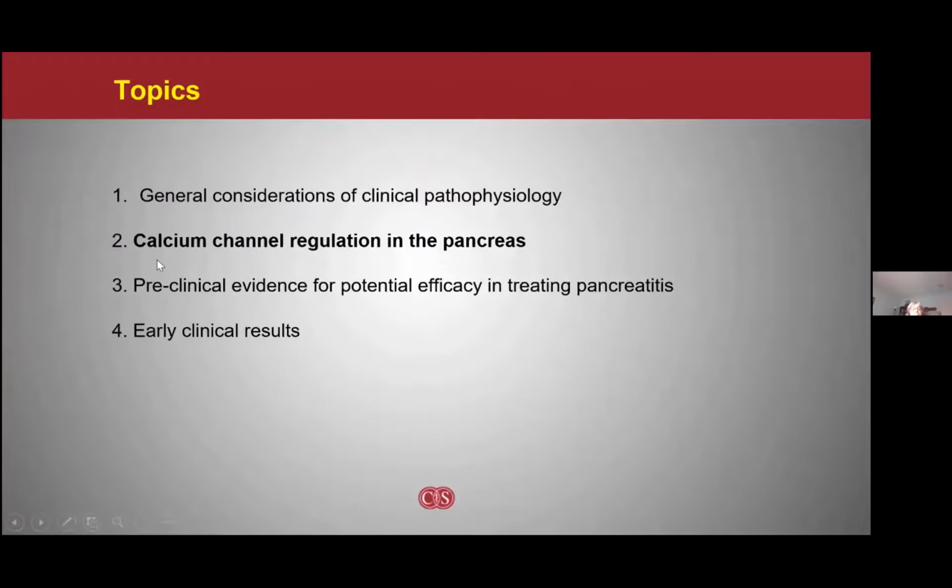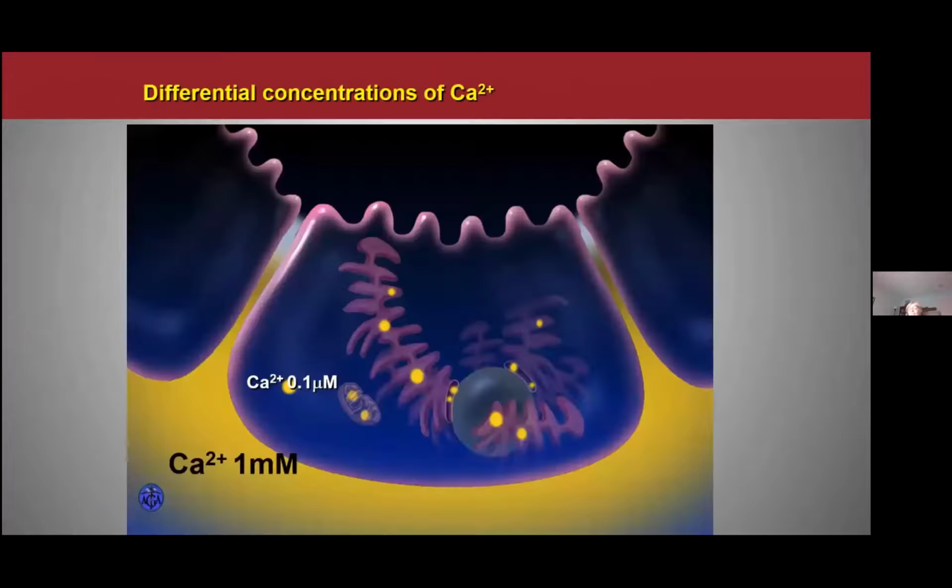The next topic I'm going to discuss is calcium channel regulation in the pancreas, focusing on the acinar cell. First of all, there is a differential concentration of calcium between the extracellular space, here we show at 1 millimolar of free calcium, and the cytoplasm of the cell, which is in the 0.1 micromolar range. So there's a 10,000-fold difference that has to be maintained by the plasma membrane. With increased flux of calcium into the cytoplasm, there's destruction of the mitochondria and other organellar functions.